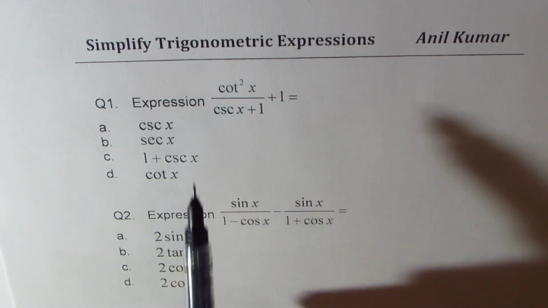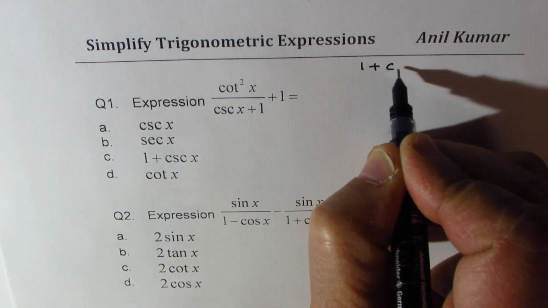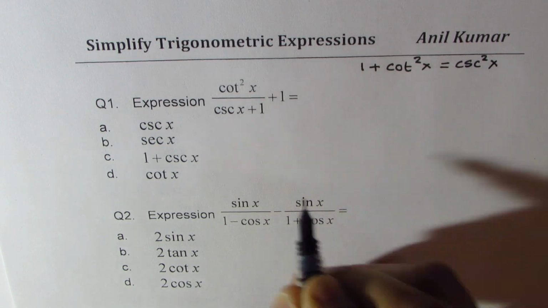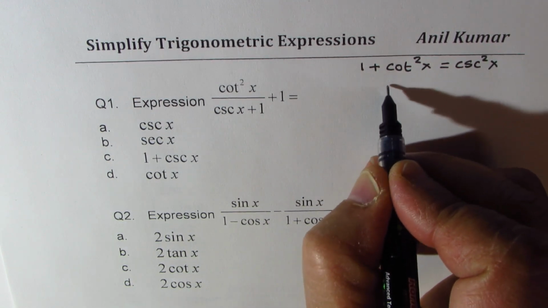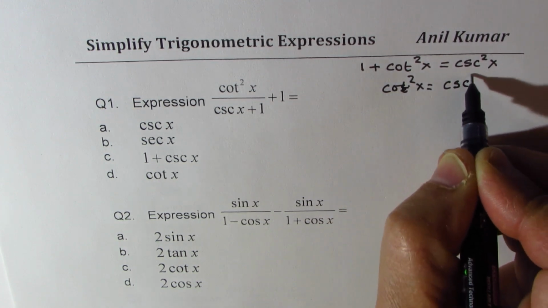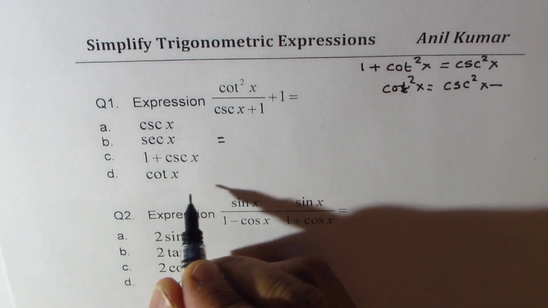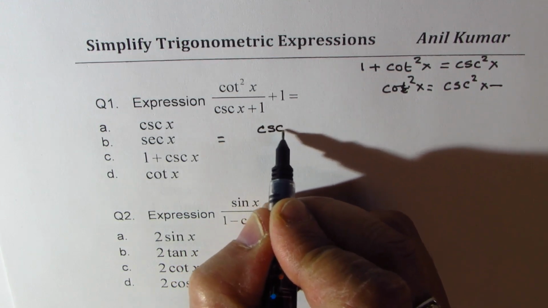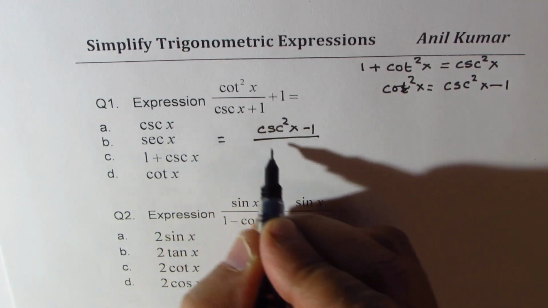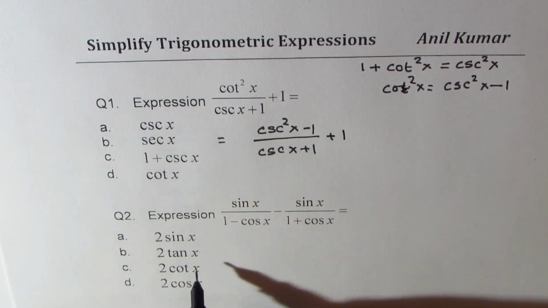So cot square x reminds you of the Pythagorean identity, which is 1 plus cot square x is equal to cosecant square x, correct? So cot square x can be written as what? From here, we can write cot square x as cosecant square x minus 1. So we can simplify this a bit. I could write this given expression as cosecant square x minus 1 divided by cosecant x plus 1, and we have plus 1 also.